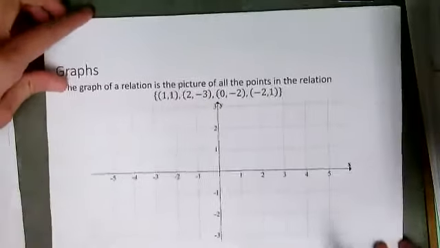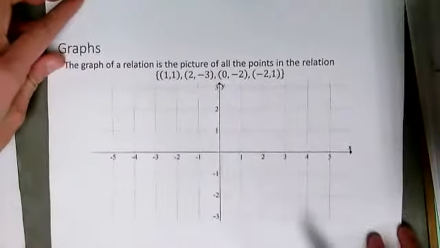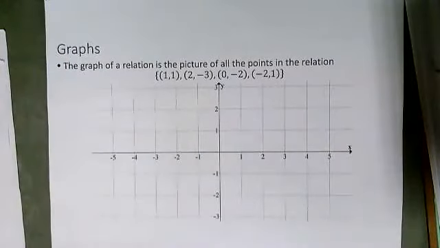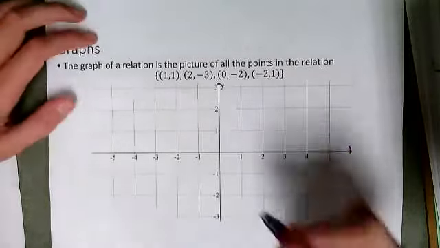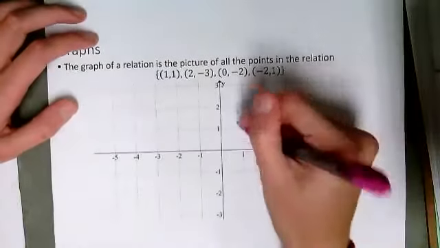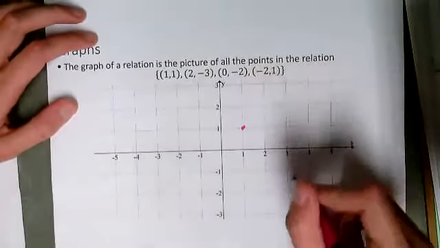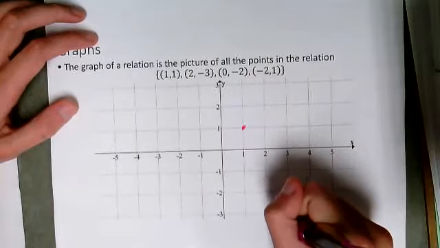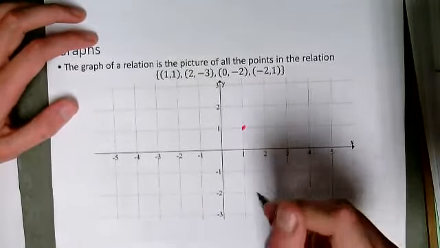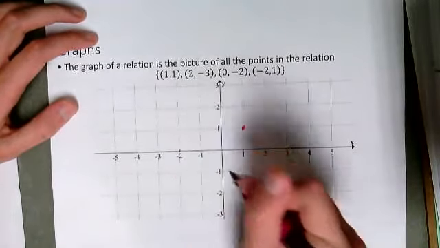Let's get back in the view here. All right, so graphs. Graph of the relation can be in the picture that I haven't drawn yet, but here are a set of points. We plot these points. 1, 1, 2, negative 3, 0, 2. Sorry, 0, negative 2.